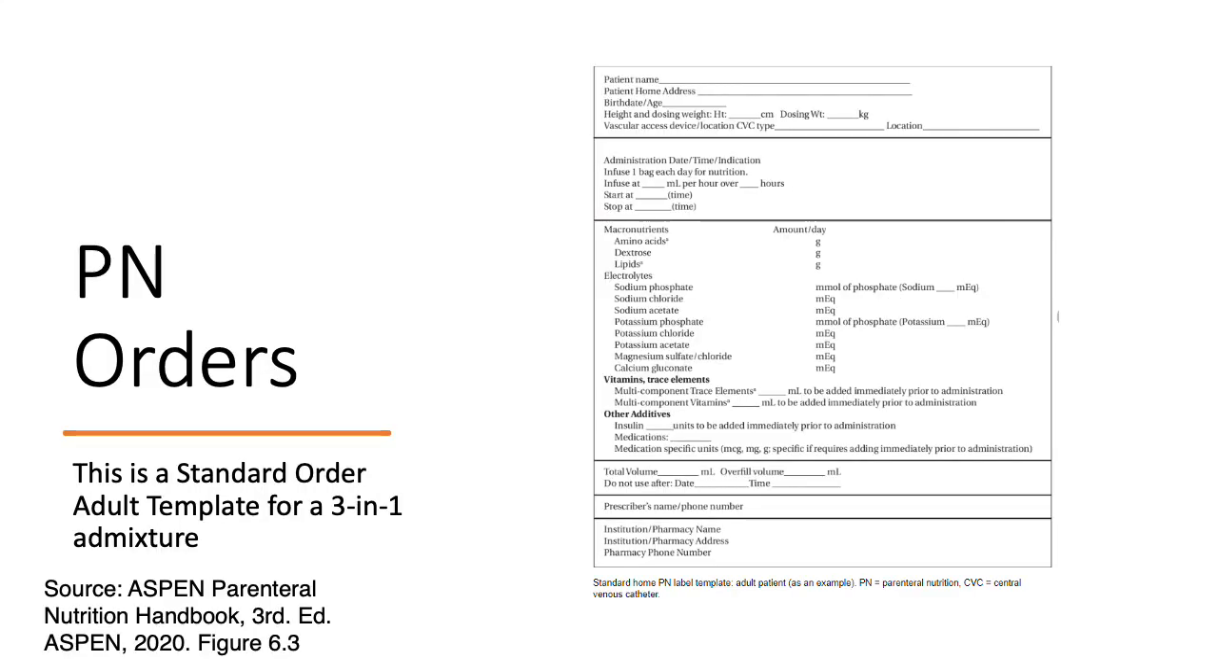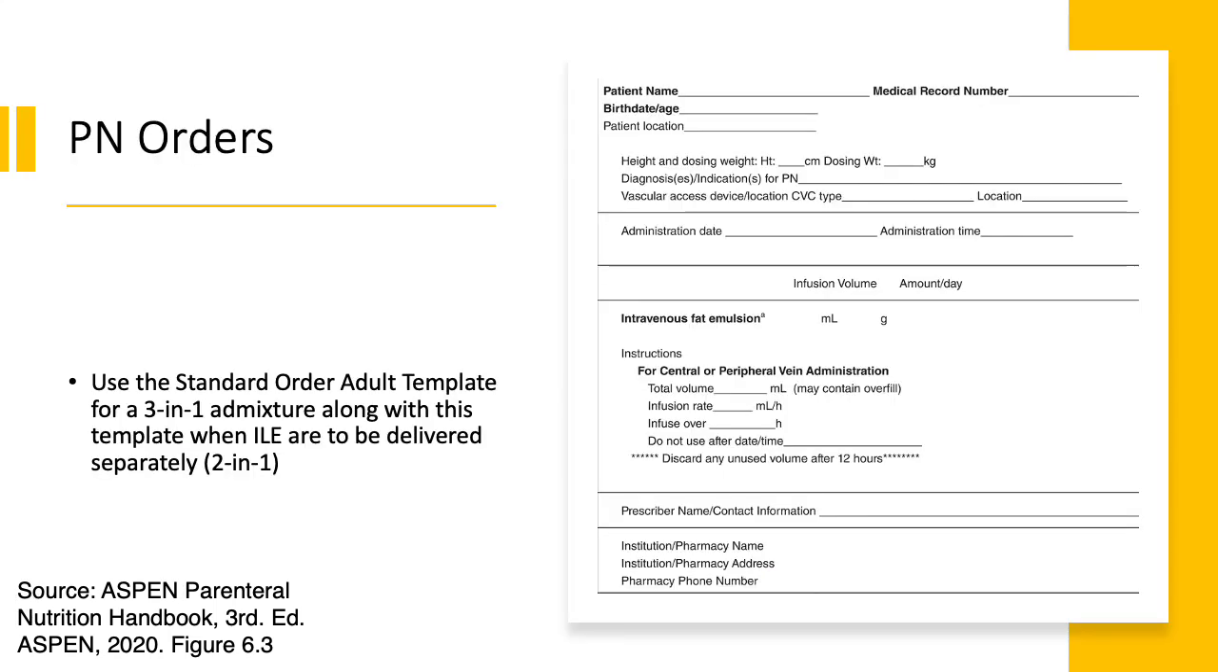Here is an example of a standard order for adult template for a 3-in-1 admixture. There's also a PN order template in Figure 5.1 in your Parenteral Nutrition Handbook. And here's a template for injectable lipid emulsion to be ordered separately, like with a 2-in-1 solution. Most everything is done electronically now, but you'll still see similar forms in the outpatient setting, and they often get faxed or scanned into the electronic medical record.